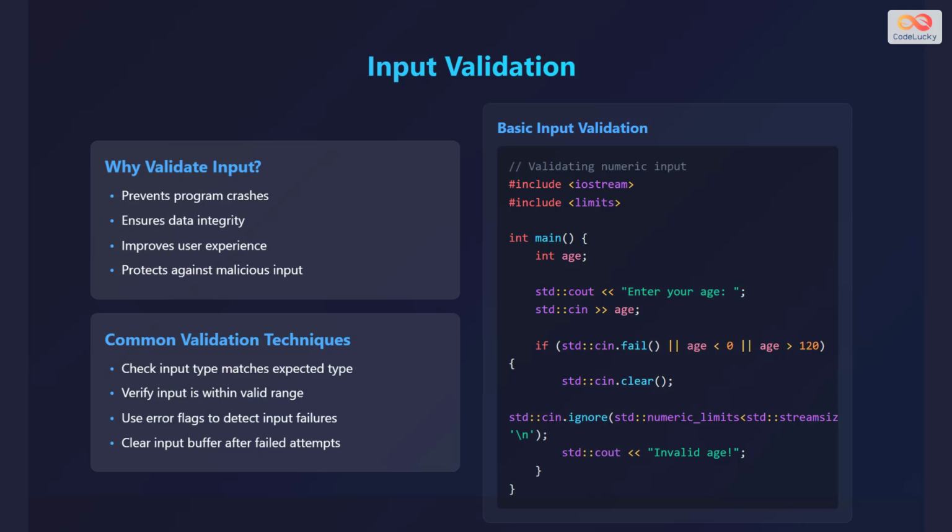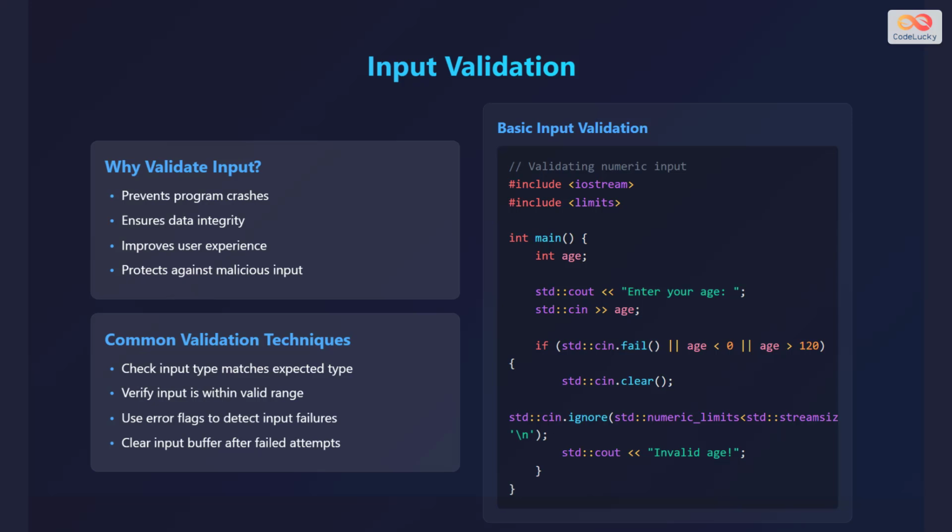Additionally, we can use error flags to detect input failures and clear the input buffer after failed attempts to prevent further errors. Let's see how to implement basic input validation in C++. The code starts with including iostream and limits library. In the main function, an integer variable age is declared. The program prompts the user to enter their age, then reads the input into the age variable.